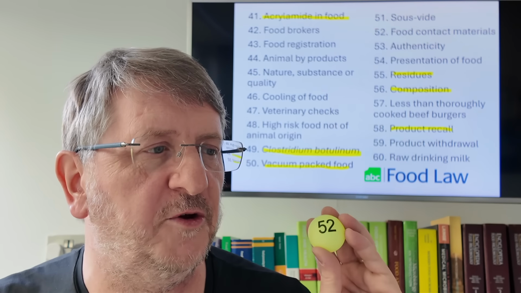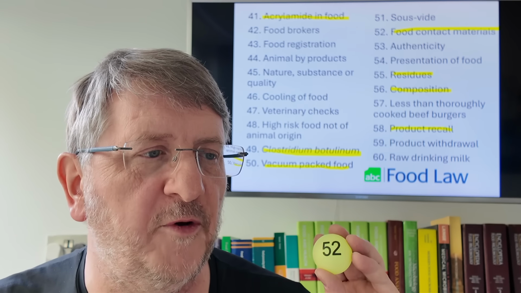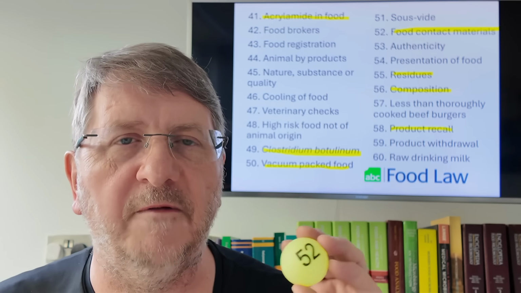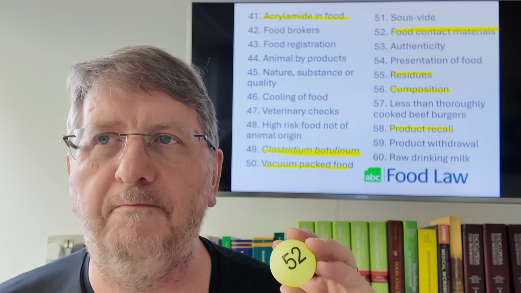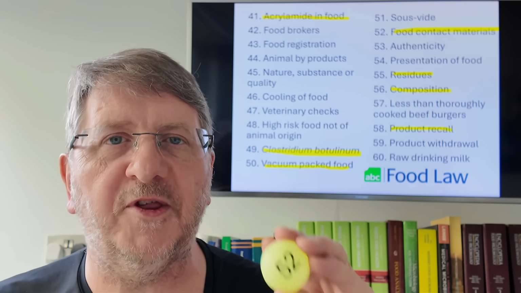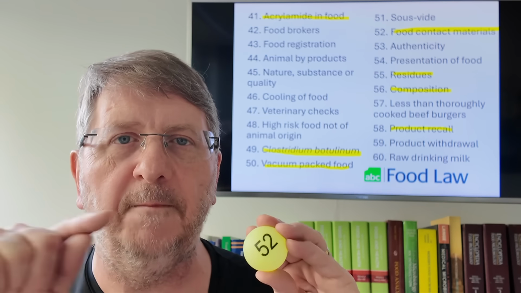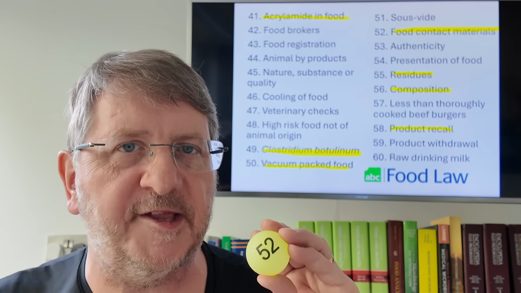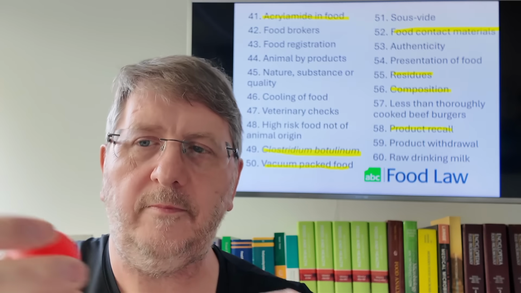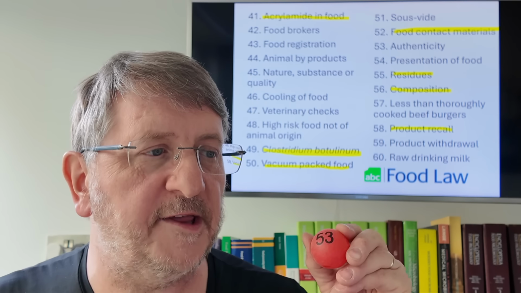Number 52, food contact materials. Food contact materials include knives and forks and cups, conveyor belts, buckets, anything that is intended to come into contact with food must be suitable and must not transfer its components. Certain contact materials like plastics, there are very strict rules. Food standards requirement.